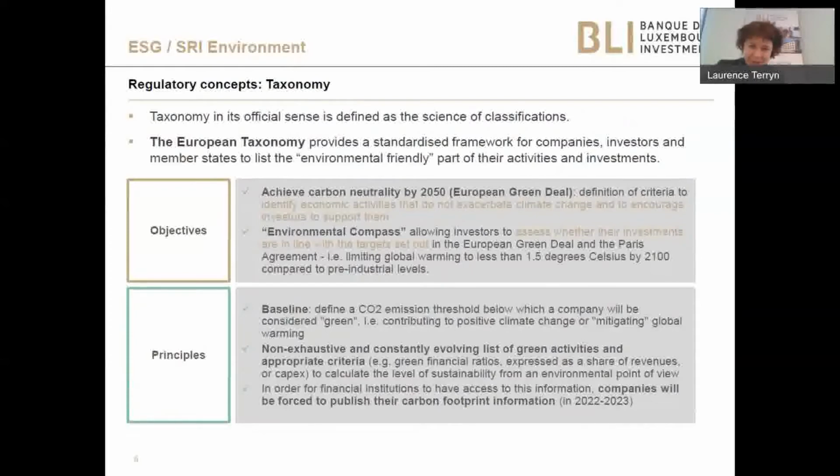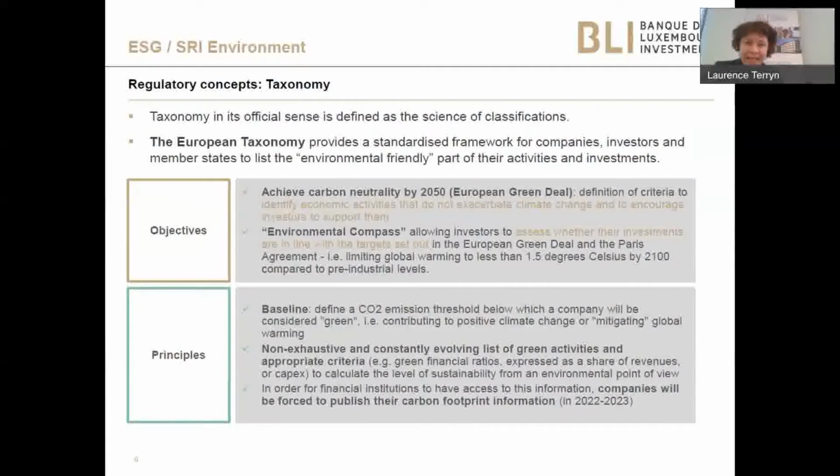This allows me to go to the taxonomy page. The official sense of the word taxonomy is the science of classification. In this case, the European taxonomy is a strong standardized framework for companies, investors, and member states to list the environmentally friendly part of their activity and investment. The global objective of the taxonomy is, of course, to achieve carbon neutrality by 2050, the European Green Deal, and the way to do it is by the definition of criteria, so as to identify economic activities that do not exacerbate climate change and which encourage investors to support them.